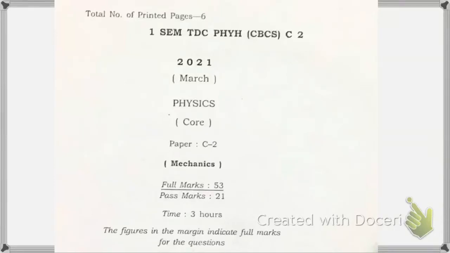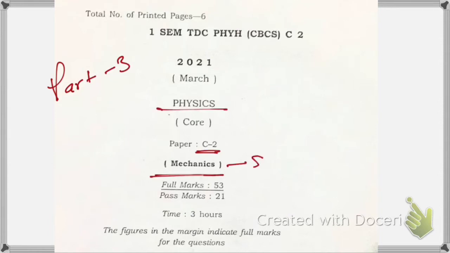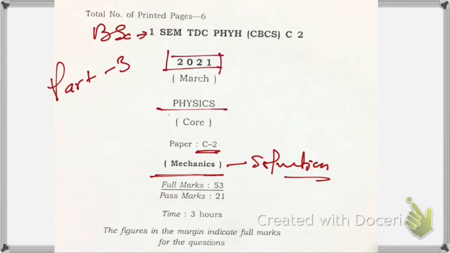Hello friends, this is part 3 of the Physics Paper Mechanics C2 solution, for the BSc first semester of the year 2021 for the physics honors students. This paper is set by Dibrugarh University.